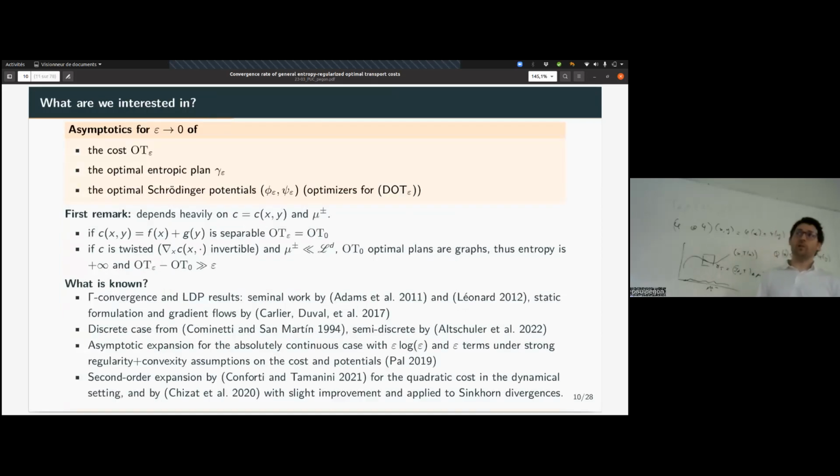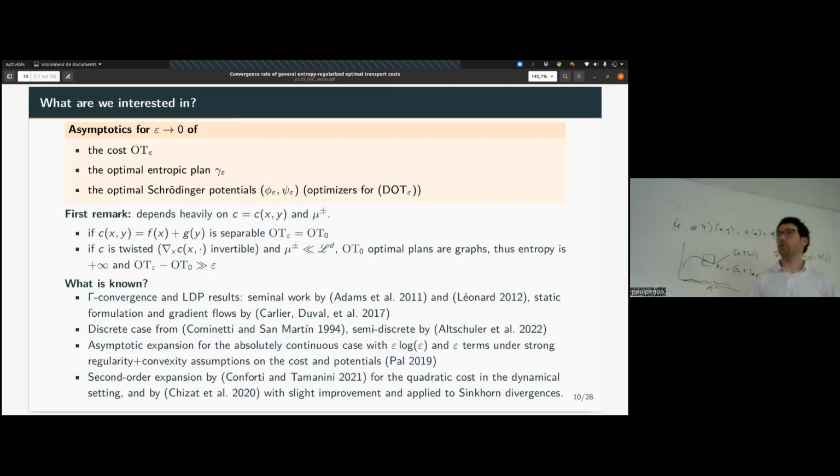But when c is twisted, for example the quadratic cost, and the marginals are continuous, you know that the solutions are deterministic. They are in this form. And so with respect to the Lebesgue measure on the product space, the entropy is plus infinity in this case. So OT epsilon minus OT 0 must go to 0, but at a much slower rate than epsilon. And the question is, at which rate is it going to 0?